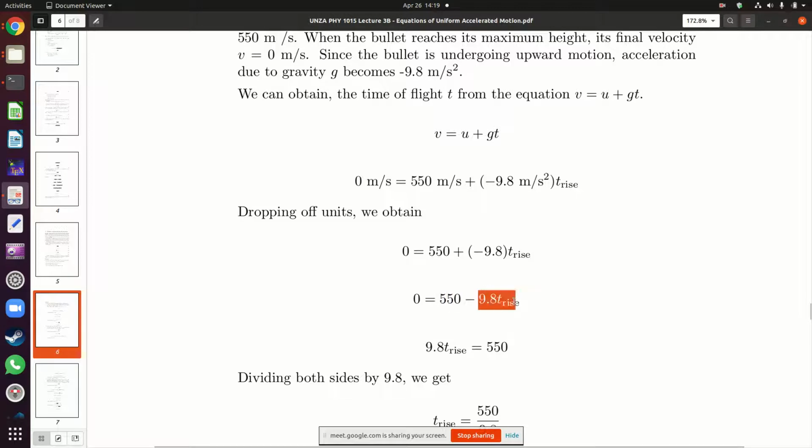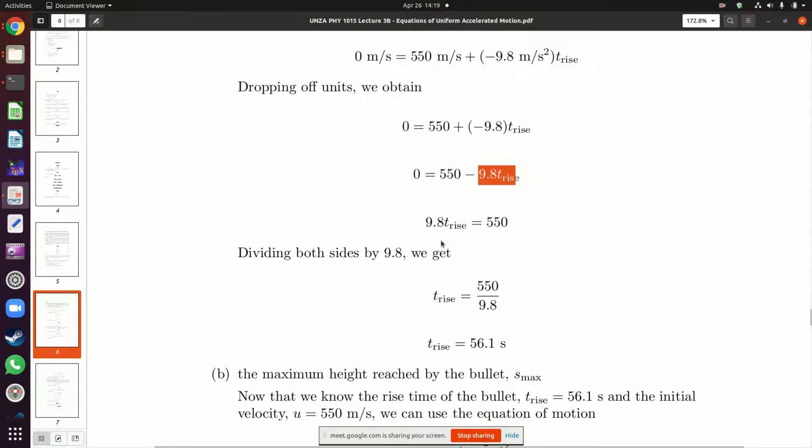The minus 9.8 t rise taken to the other side, you end up with 9.8 t rise equals 550. So in this case, t rise is going to give you 550 divided by 9.8. That's going to give you 56.1 seconds. So it takes the bullet 56.1 seconds to reach maximum height.